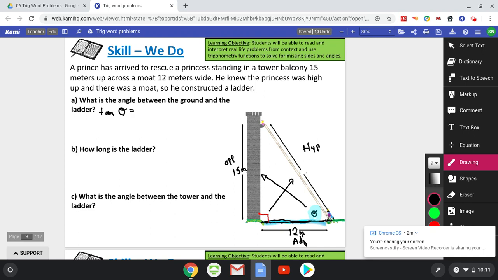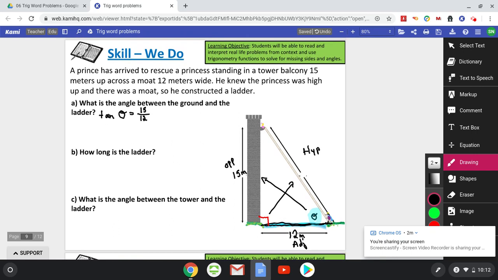So tangent of theta equals 15, which is the opposite, over 12, which is the adjacent. If you have any more questions about this type of problem, please refer to earlier videos, setting up ratios and solving for the missing angle. Okay. Coming back to this problem, because we're trying to find the missing angle, we have to use the inverse function. So I'm going to start by saying theta equals the inverse of tangent, also known as the arctangent, arctangent of 15 over 12.